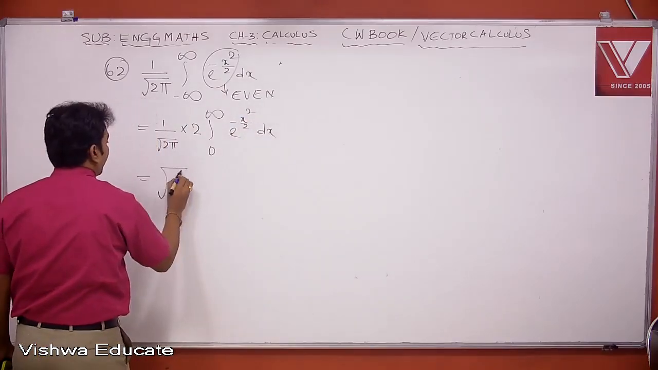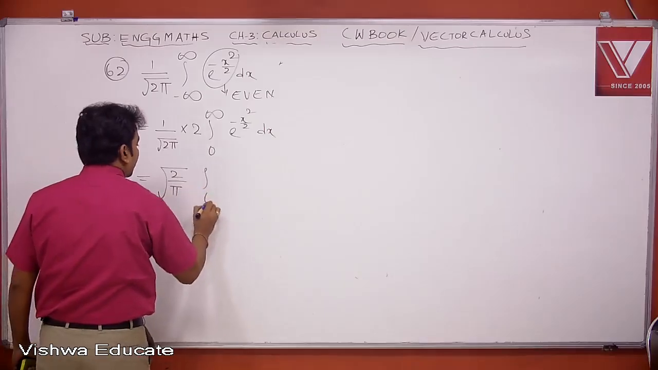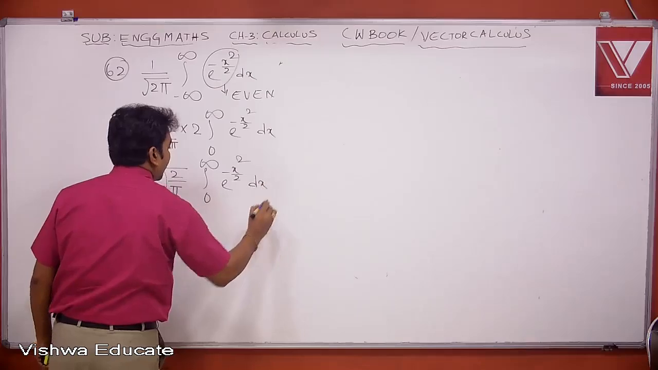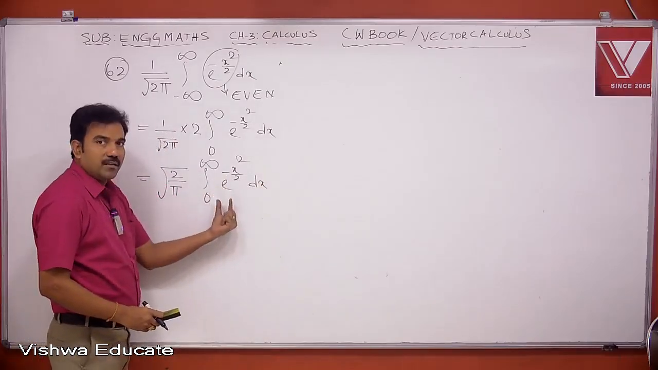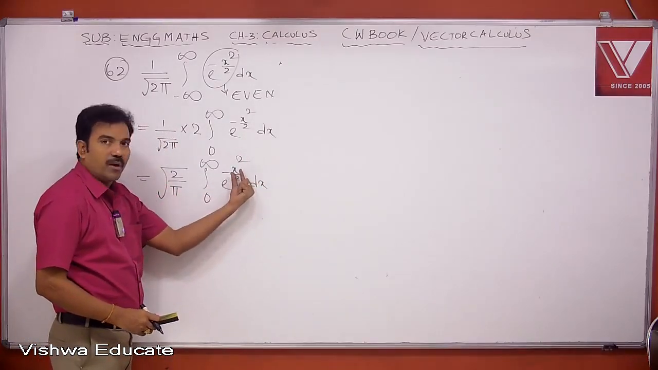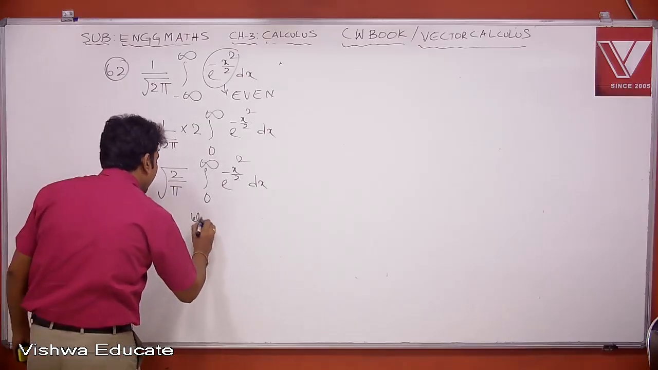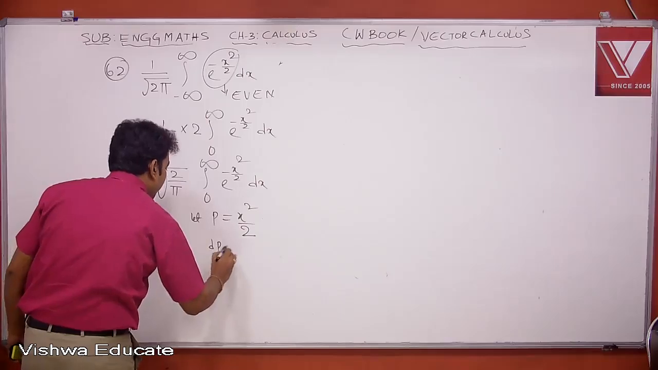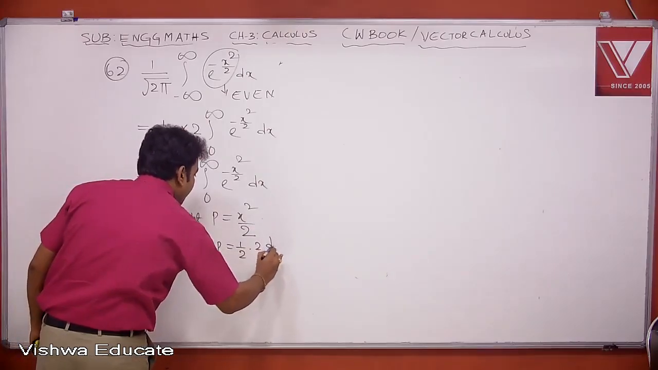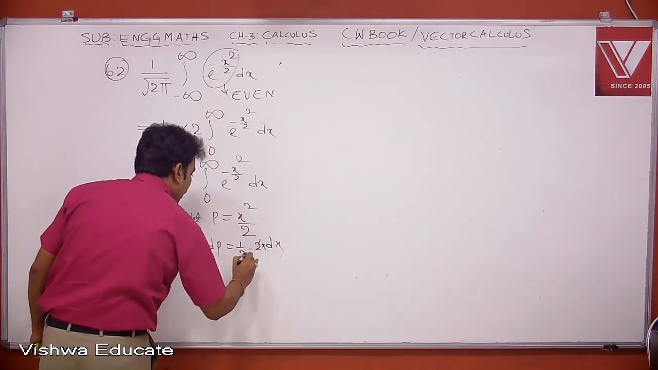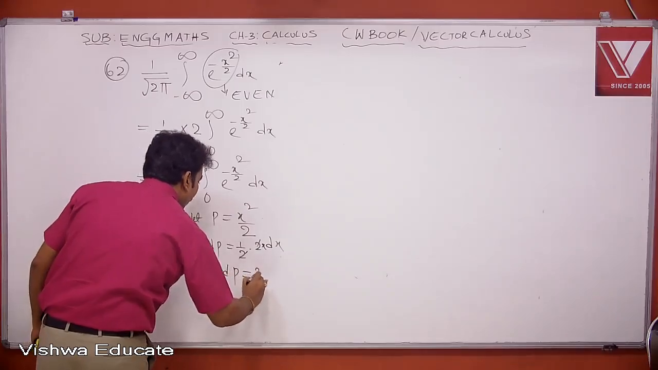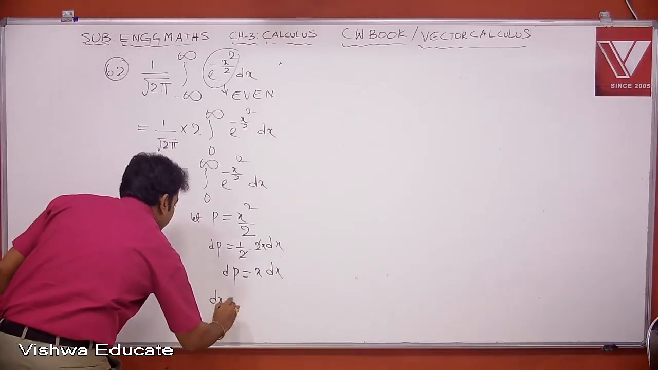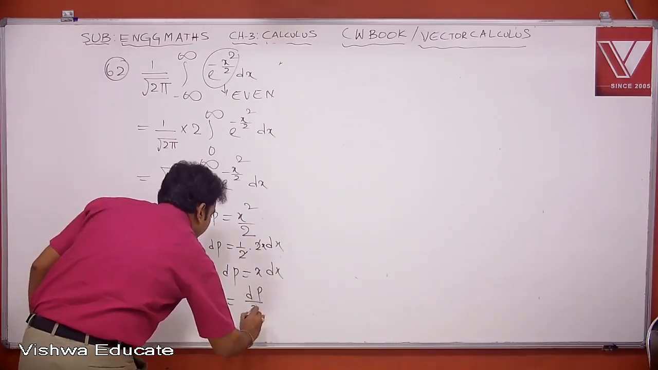So therefore this is square root of 2 by pi into integral 0 to infinity e power minus x square by 2 dx. Now it will be reduced to a gamma function by taking x square by 2 equal to p. So let p equal to x square by 2. So dp equal to 1 by 2 into 2x dx, the 2 and 2 will be cancelled. So dp equal to x dx. But the value of dx is dp by x.